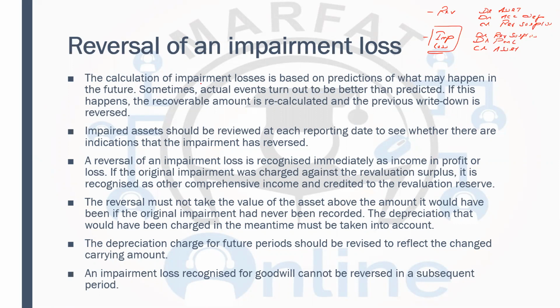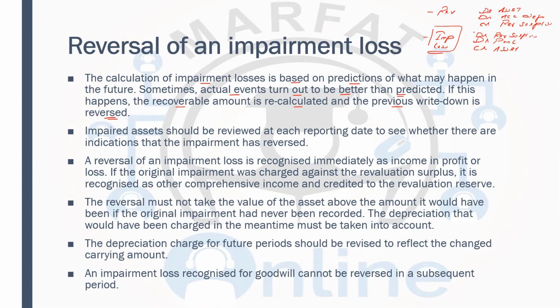So the calculation of impairment losses is based on prediction, that means on the indicators of what may happen in the future, because it's an accounting estimate. Sometimes actual events turn out to be better than predicted. Now the factors based on which you have charged the impairment may reverse. If this happens, the recoverable amount is recalculated and the previous write down is reversed. That means you have to reverse the previous impairment which you have charged either to the profit or loss or to the revaluation surplus. We'll be talking about both.